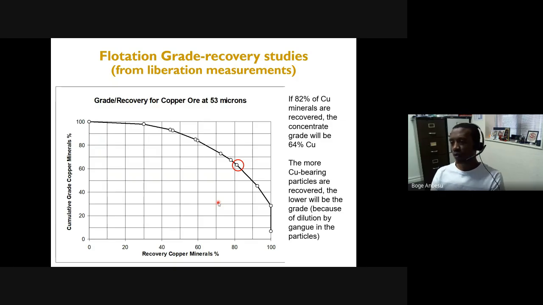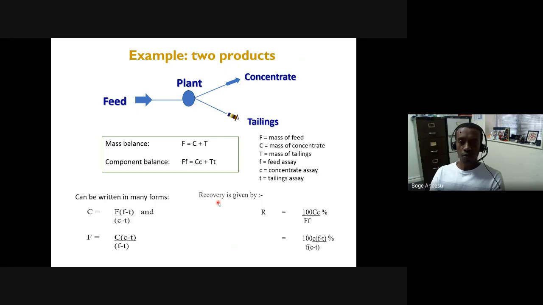And eventually, maybe you have what we call the grade-recovery curve. So when we say grade and recovery, if I say go and do processing of the ore, as I said, whatever you do here could be flotation, could be gravity, could be magnetic separation, whatever it is. Usually you produce a concentrate and tails. So the recovery is, as I said, whatever went to the concentrate divided by whatever was in the feed.